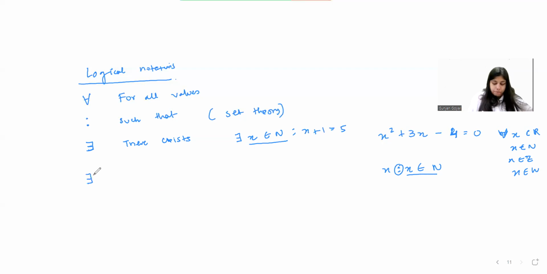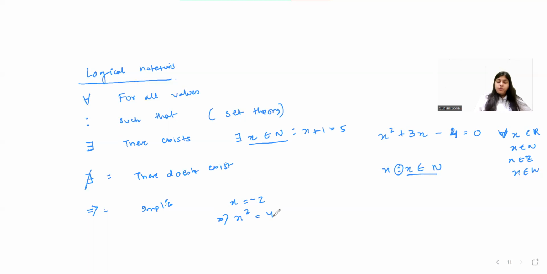Next is the opposite of this, there doesn't exist. Okay. Then we have implies. Implies. If I say x equal to minus 2, implies x square is equal to 4. Okay. This is what I mean by the implies sign.